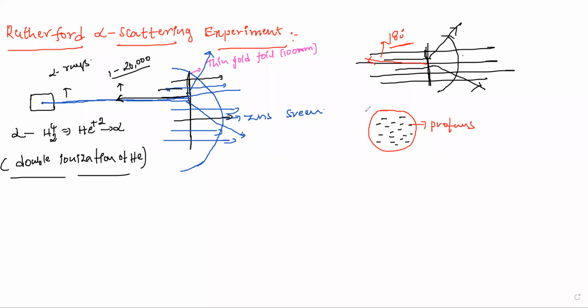According to J.J. Thomson's theory, there is no space in the atom. So when the alpha particles strike this atom, all alpha particles should come back. But here all alpha particles are moving through the gold foil without any deflection. That means we can conclude that most of the atom contains empty space.